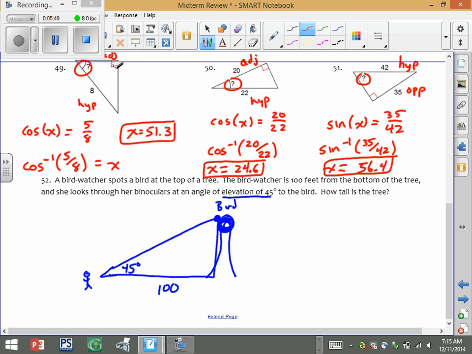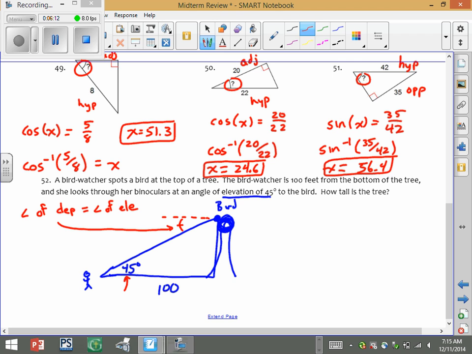Just as a heads up, if you ever get angle of depression, that's the same thing as the angle of elevation. Simply because the angle of depression is the one that's not even inside the triangle. So the angle of depression right there is the same thing. So if you ever get a problem with angle of depression, you can just drop that angle into that same spot in the triangle every time.